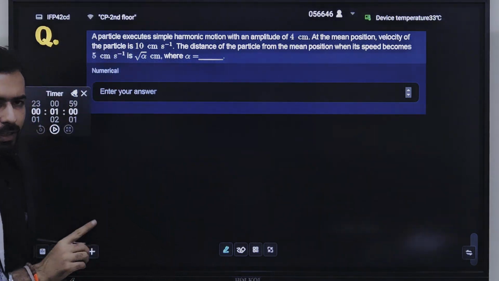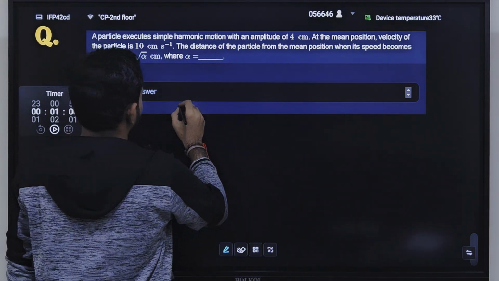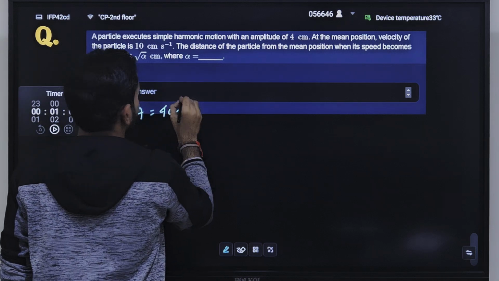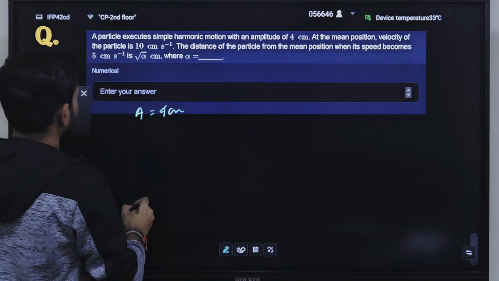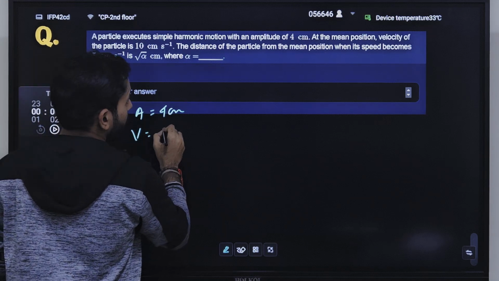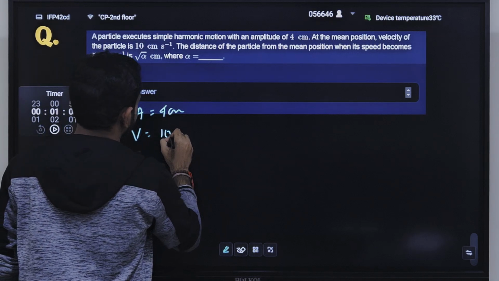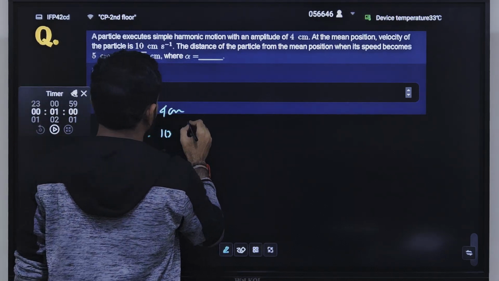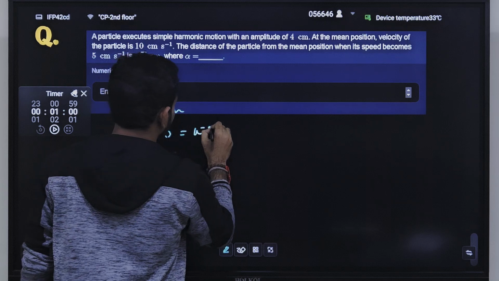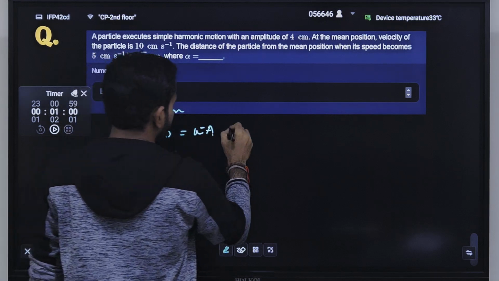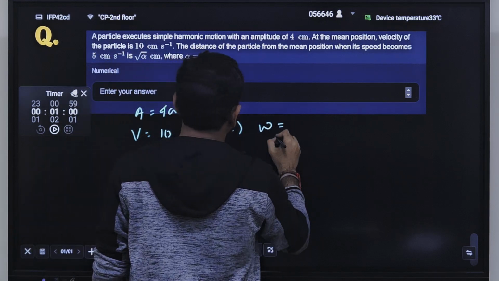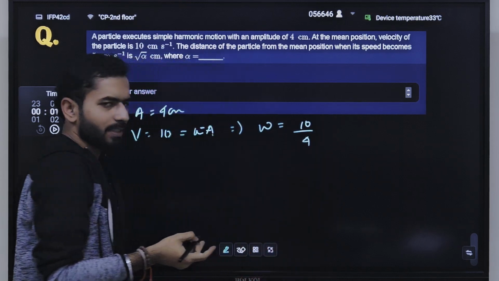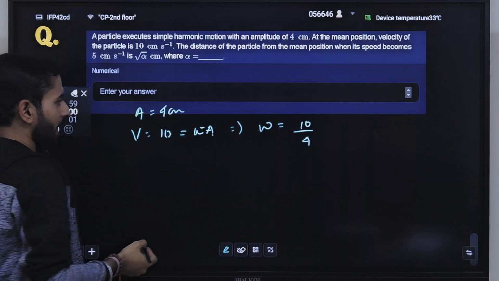What is the first step? Read the question properly, patiently. A particle executes simple harmonic motion, very good. Amplitude is given, how much? 4 cm. At mean position the velocity of the particle is given as 10 cm per second. That means standard units are not there, remember that also. And at the mean position, you know the formula, it is nothing but omega into A. From here I can say omega is 10 divided by 4. I don't know whether I will need this value or not, but I got this value and calculated it.